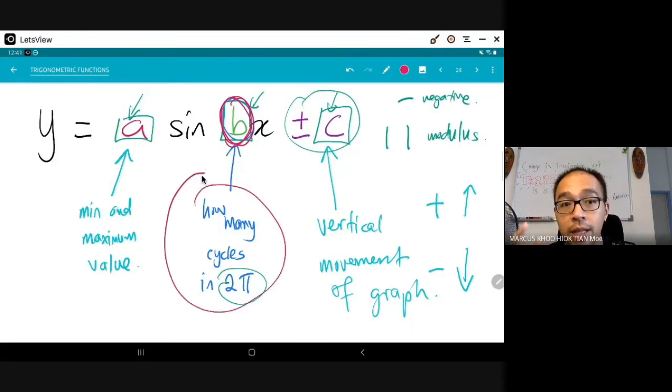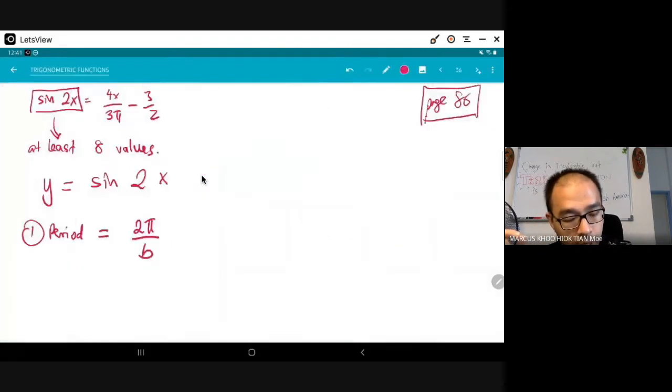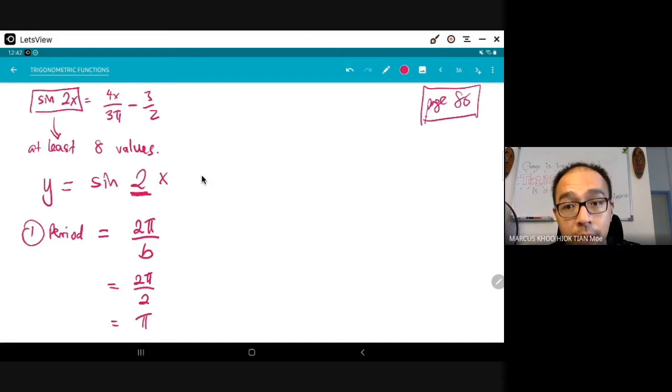We need to find the period first. So in order to find the period, we know that our b is 2. So the period is 2π over 2, which equals pi. Leave the answer as pi. Don't need to change to 22 over 7. As you've probably noticed by now, we have not even used the 22 over 7 and 3.142 yet. So the period is pi.